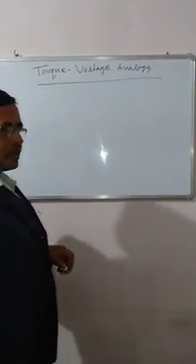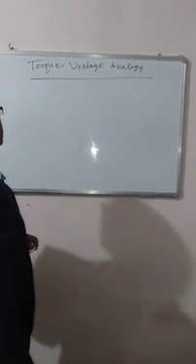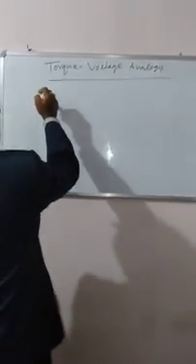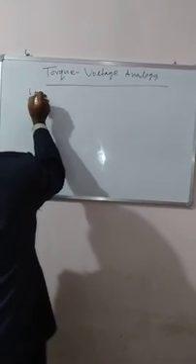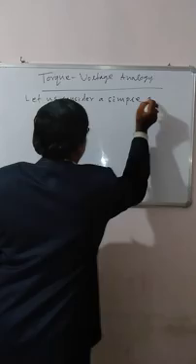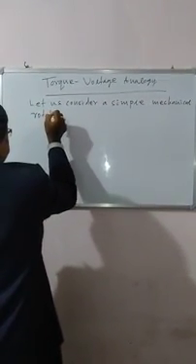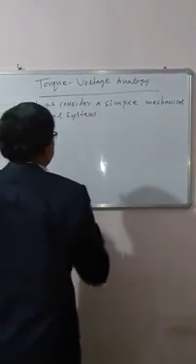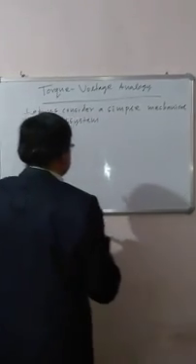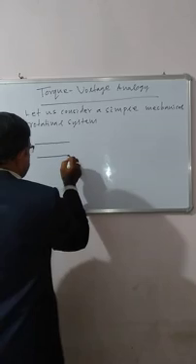So let us first discuss our mechanical rotational system. In my last lecture I have already discussed the mechanical rotational system in detail. So now I will write the differential equation for the mechanical rotational system. Let us consider a simple mechanical rotational system. For example, our DC motor, then induction motor. So many types of mechanical rotational systems are there. This is the mechanical rotational system.